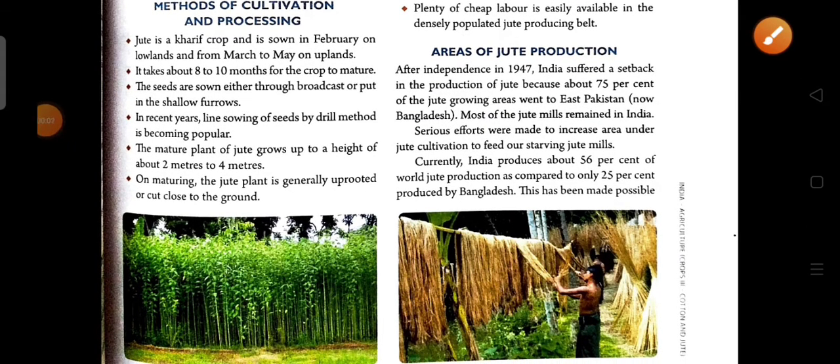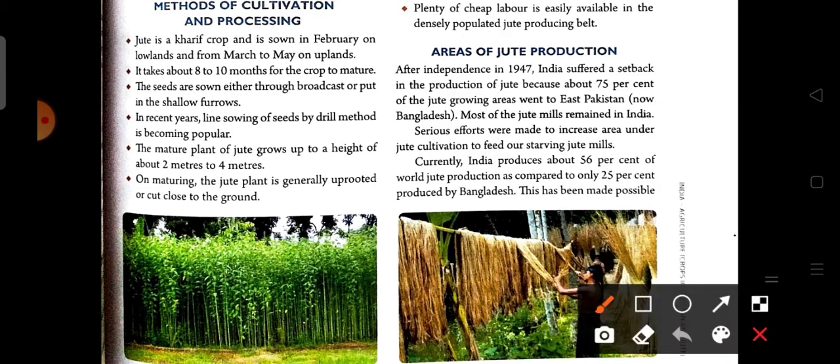Now we are going to see the areas that are engaged in the production of jute. So here we see that after independence in 1947, India suffered a setback in the production of jute. Why? Because about 75% of the jute growing areas went to East Pakistan, that is the present Bangladesh. So most of the jute mills remained in India.